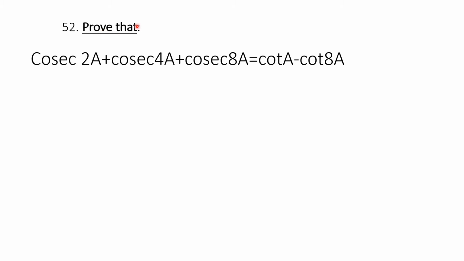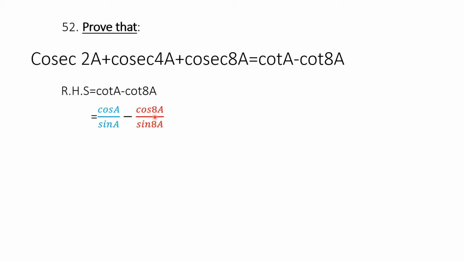Our question is question number 52. Prove that cosec 2a plus cosec 4a plus cosec 8a is equal to cot a minus cot 8a. So in this question, we'll begin with the right hand side. In the right hand side we have cot a minus cot 8a. So let's change them into cos and sine. We know cot a is cos a over sine a and cot 8a is cos 8a over sine 8a.